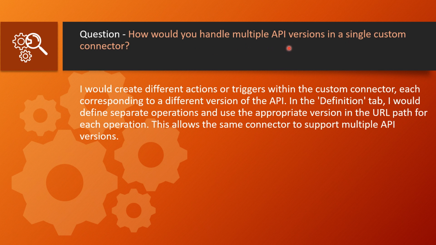How do you handle multiple API versions in a single custom connector? In this case, you need to create different actions or triggers within the custom connector, and each one will correspond to a different version of the API. So in the definition tab, I would define separate operations and use the appropriate version in the URL path for each operation. This way, it allows the same connector to support multiple API versions.